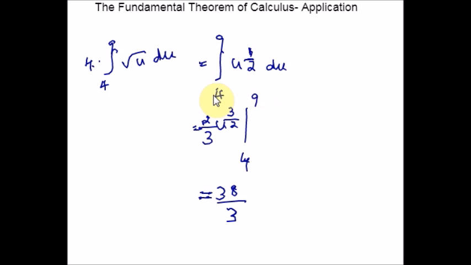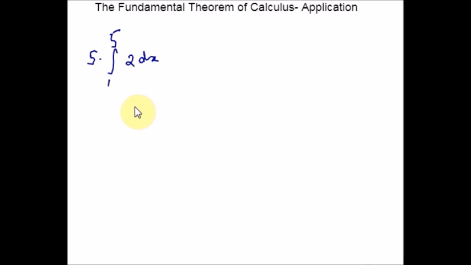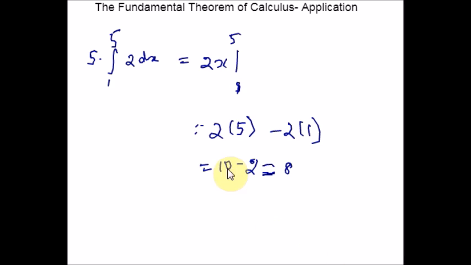Okay, now let us move on to the next one. A constant one. Here is the fifth one. So taking the constant out, the antiderivative is just x. So 2x, from 1 to 5. I'm getting 8. This integral is interesting. The integrand is a constant function. Here we are finding the area of a rectangle with width 5 minus 1, which is equal to 4, and height equal to 2. So 4 times 2 is 8.